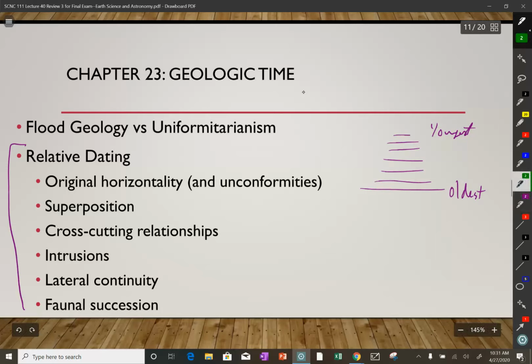Cross-cutting: if I have something that cuts across, actually, let me change that. The thing that cuts across is going to be younger than anything it cuts. So this thing that cut across would be younger than all the layers from here up. I of course did that wrong. Now that I think about it, it should have been like this. Should have been something that went like this. So it's younger than these layers, but older than the ones that are above it.